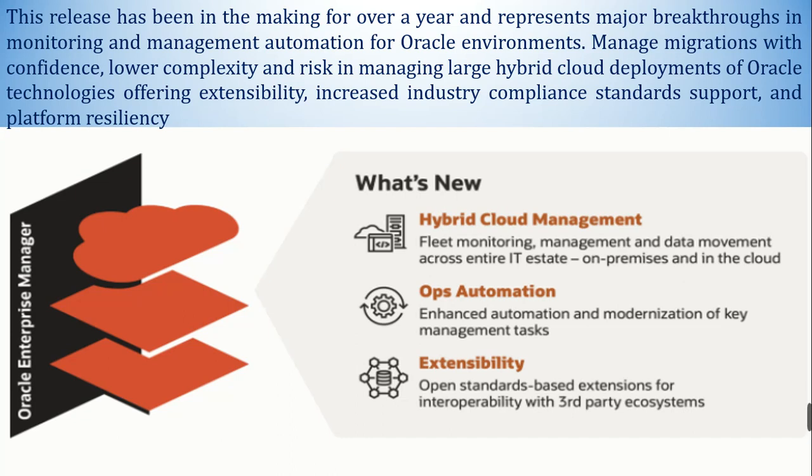So Oracle Enterprise Manager, what's new? Hybrid cloud management: fleet monitoring, management and data movement across the entire IT estate, on premises and in the cloud. Ops automation: enhanced automation and modernization of key management tasks. And then extensibility: open standard based extension for interoperability with third party ecosystems.